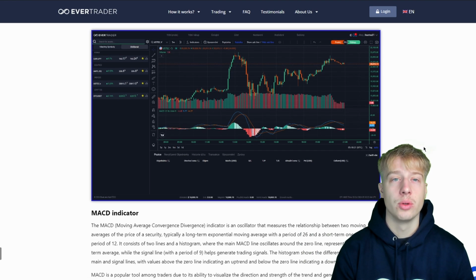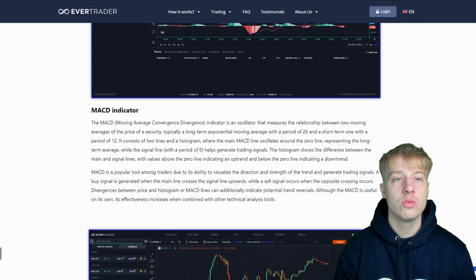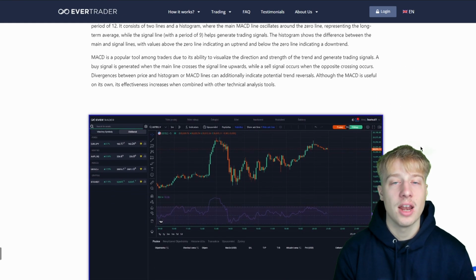MACD is a popular tool among traders due to its ability to visualize the direction and strength of the trend and generate trading signals. A buy signal is generated when the main line crosses the signal line upwards, while a sell signal occurs when the opposite crossing occurs. Divergences between price and histogram or MACD lines can additionally indicate potential trend reversals. Although the MACD is useful on its own, its effectiveness increases when combined with other technical analysis tools.